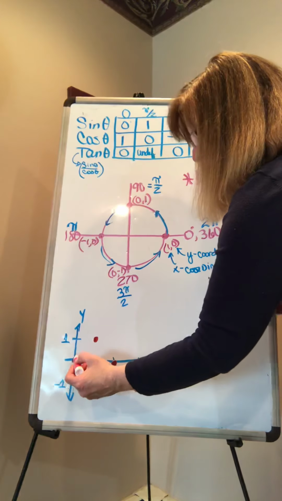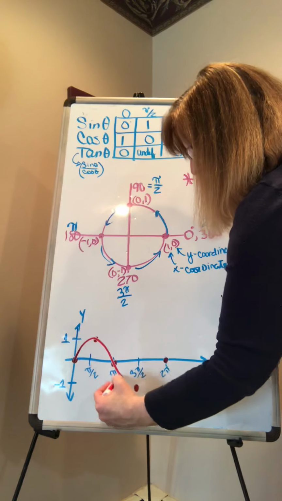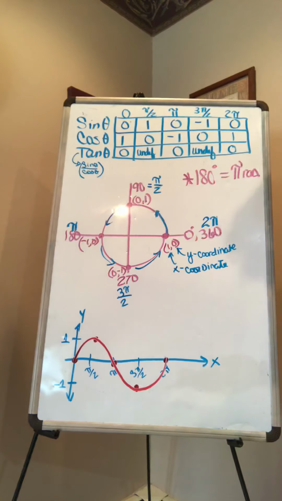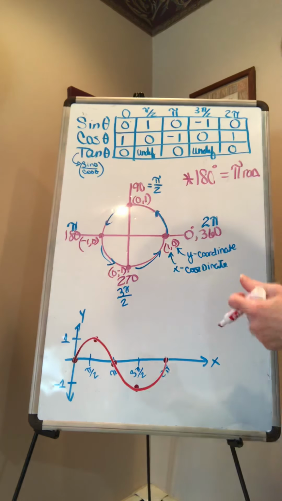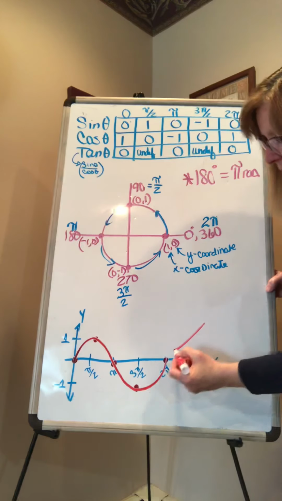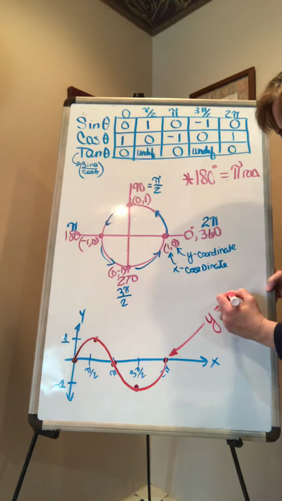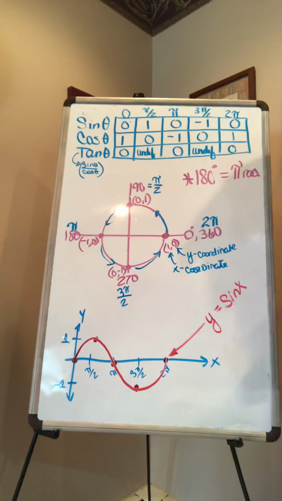So here's the sine graph. It is like a sideways S, flipped backwards and up and sideways. So here is my sine function. Y is equal to sine of x. This is just my basic sine function.